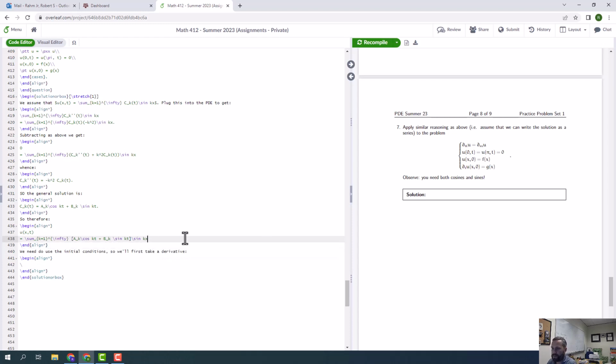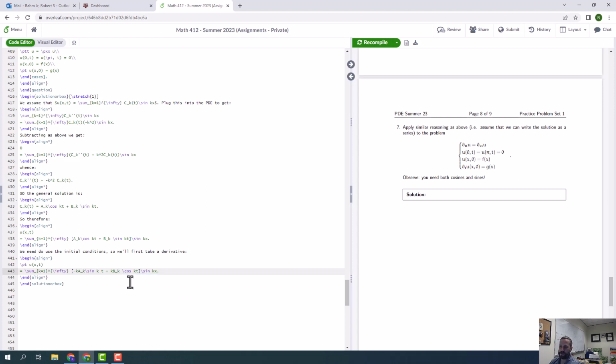Okay, now we need to use the initial condition. So we're going to take a derivative, and notice it's a derivative in the t variable. So the t derivative of u of x,t is going to be equal to, and I'll just reuse this and hope I don't make a typo. When I take a t derivative of the cosine term, this is going to be equal to minus k sine of kt. And over here we're going to have k times cosine.